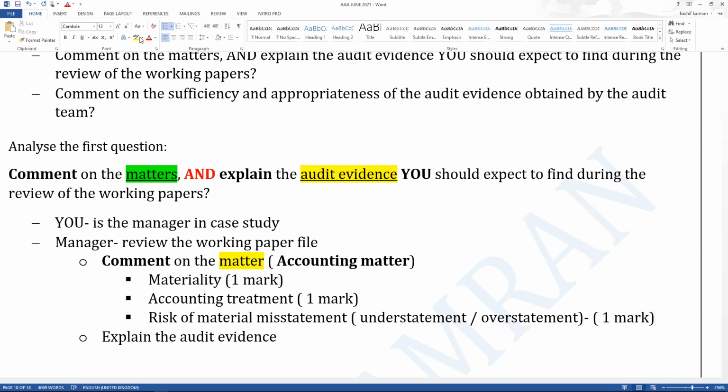So the marking scheme has been revised. I think in my previous webinar, I used to tell you 1.5 marks. But looking at the 2021 exams, this is an area where the marking scheme has been scaled down. I think even in my last December webinar, I guided about a marking scheme of 1. So is everyone clear with the breakdown of the comment on the matter, and the reason why we are commenting on materiality, accounting treatment, and risk of material misstatement? Is everyone clear?